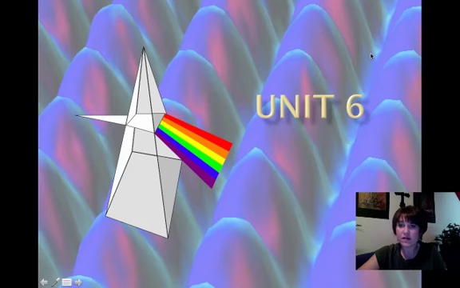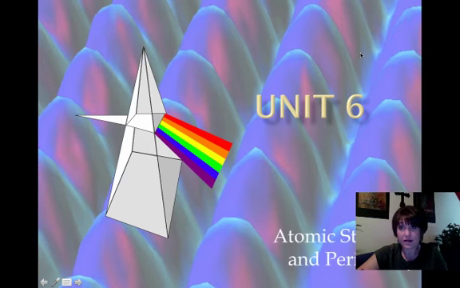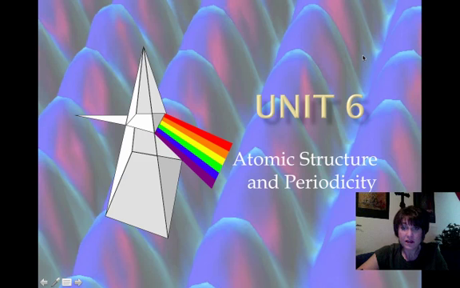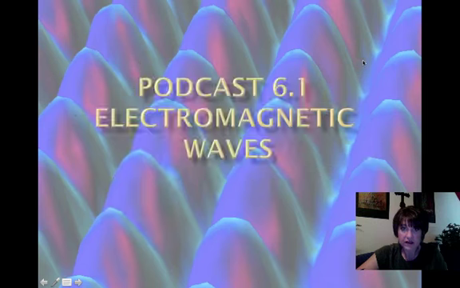Hey AP Chemistry, it's Miss Gray again, and now we're starting Unit 6, which is all about atoms. So I'm excited because I like this stuff. We're going to talk about atomic structure and periodicity, so let's get right to it. We're going to start with podcast 6.1, electromagnetic waves.